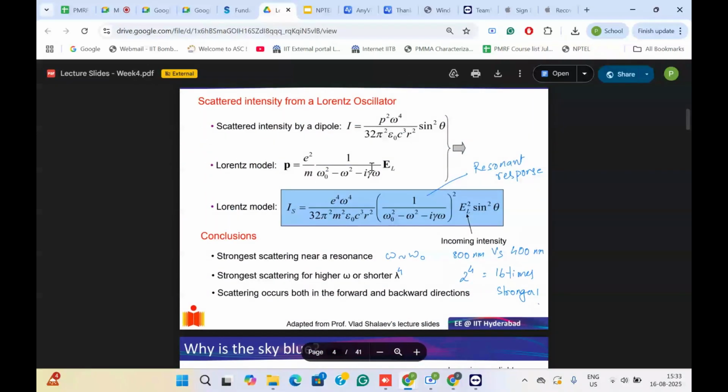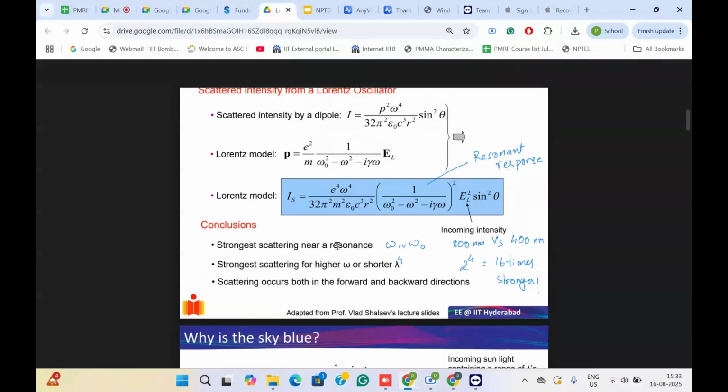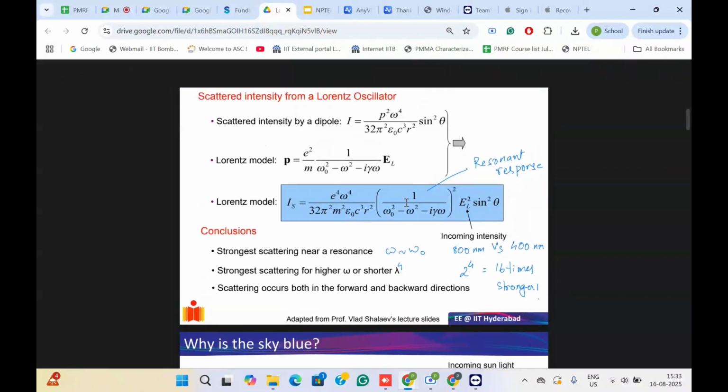This was the formula that I was talking about, the scattered intensity by a dipole. This is represented by this, and then the Lorentz model. Using the Lorentz model, this is the scattered intensity by the dipole. This part, 1 upon omega naught square minus omega square minus iota gamma omega, represents the resonant response of the particle, and E_L square is the incoming intensity of the light.